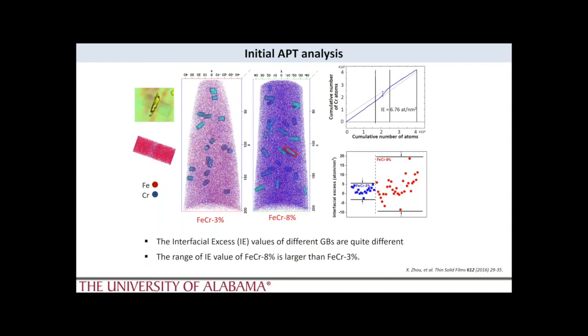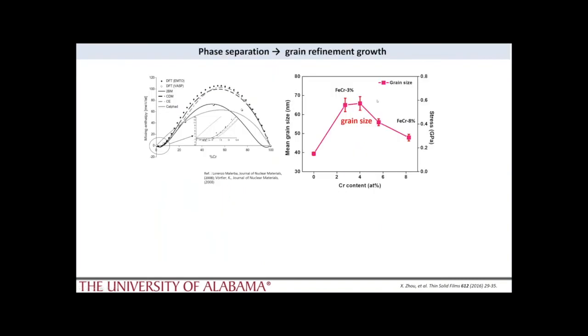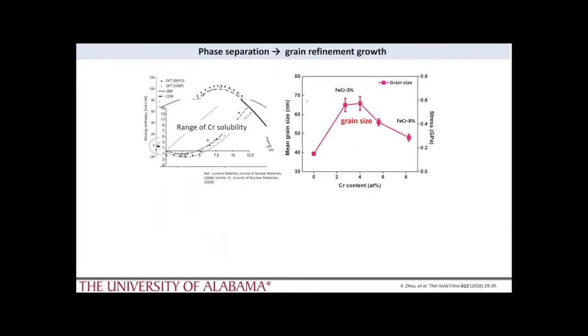And the way we're able to figure out this interfacial excess is simply doing a compositional profile, if you will, across a boundary and counting the total number of chromium atoms versus the total number of atoms. And by looking at this discontinuity, it's called the ladder diagram, we're able to then pull out a quantitative value for the interfacial excess.